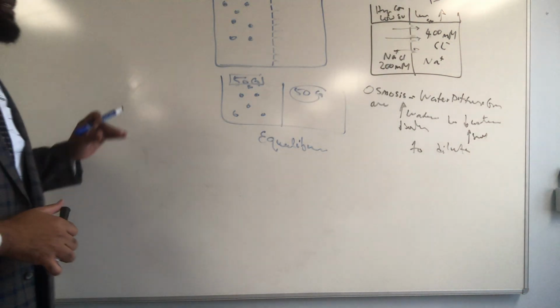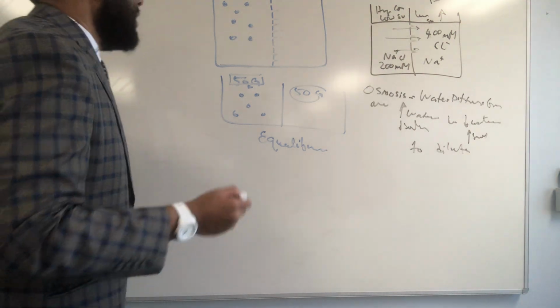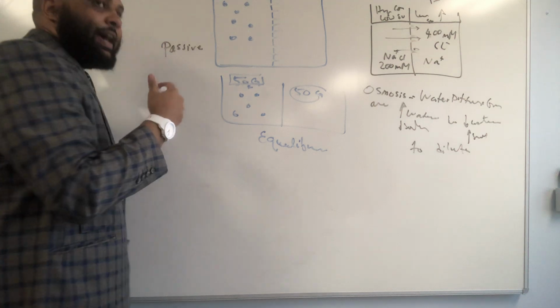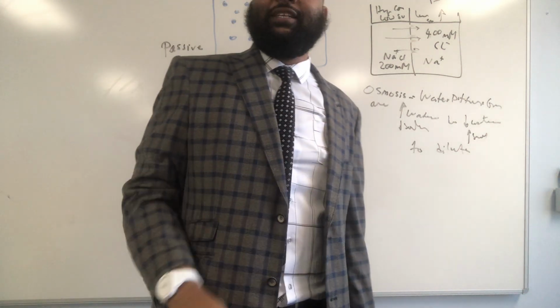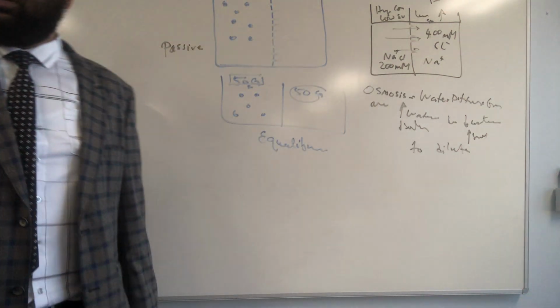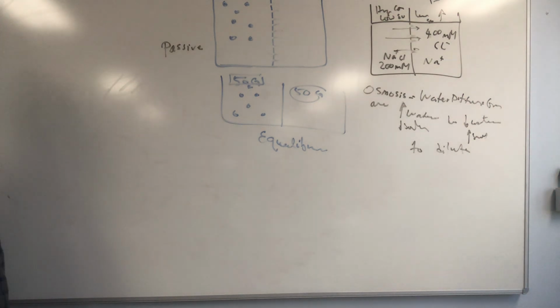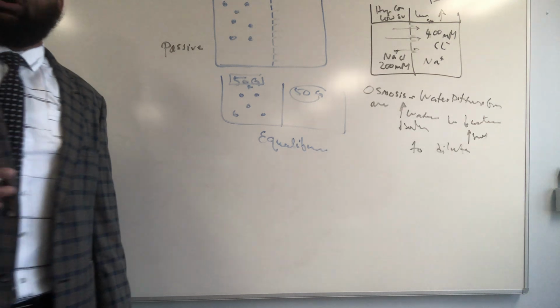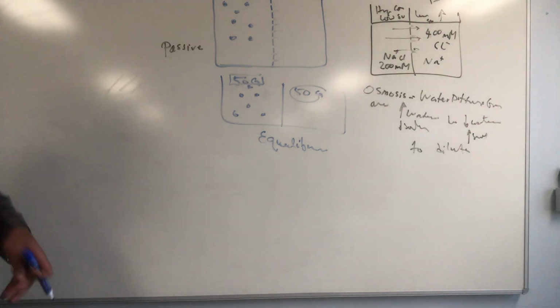Okay, so that's a type of diffusion known as passive diffusion. It just happens naturally. Passive diffusion happens naturally. It does not need a motor. It does not need ATP. It happens because it relies on kinetic energy.